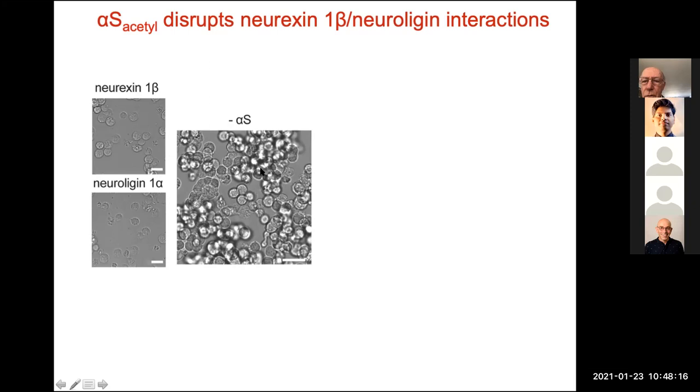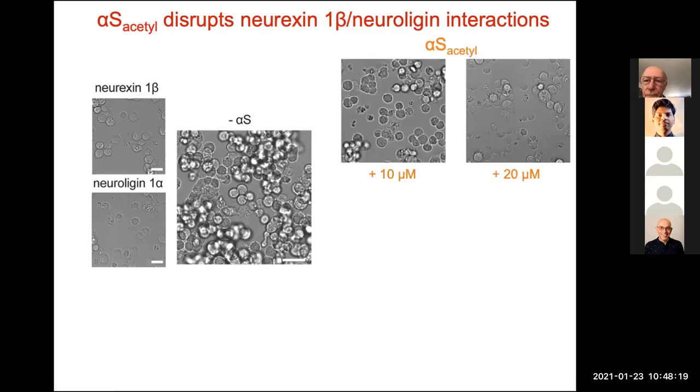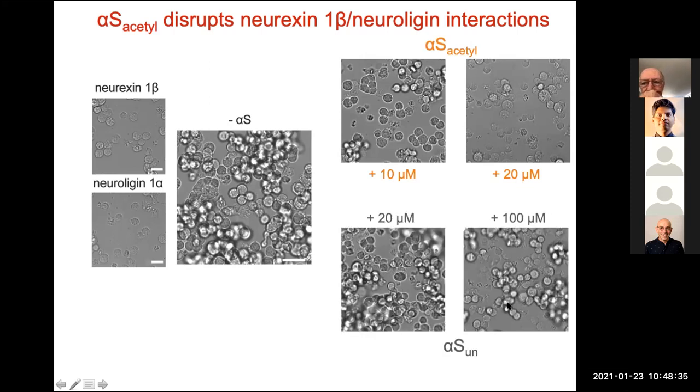And what's really striking is that if we treat this with the acetylated alpha-synuclein, we basically get disruption of these clusters. You can see with 10 micromolar protein, we already have a fairly significant reduction, and with 20 micromolar protein, the clustering is reduced even further. Consistent with everything else that we've seen so far, this seems to be really specific to the acetylated protein. The unmodified protein, which I'm showing you here, at 20 micromolar doesn't seem to have any effect. At 100 micromolar, maybe we're starting to get some disruption, but it's certainly not as striking as what we see at much lower concentrations of acetylated alpha-synuclein.